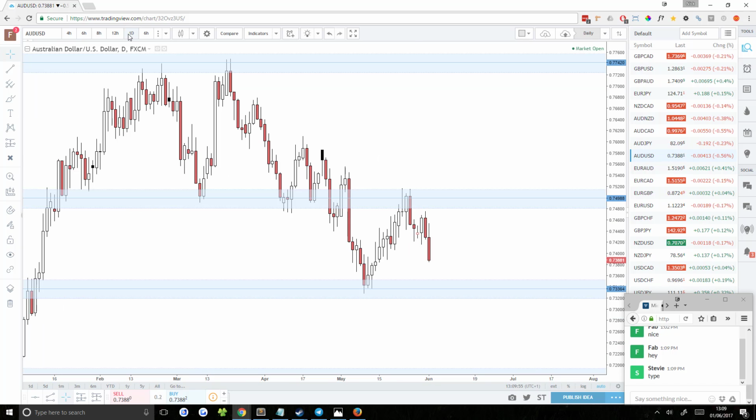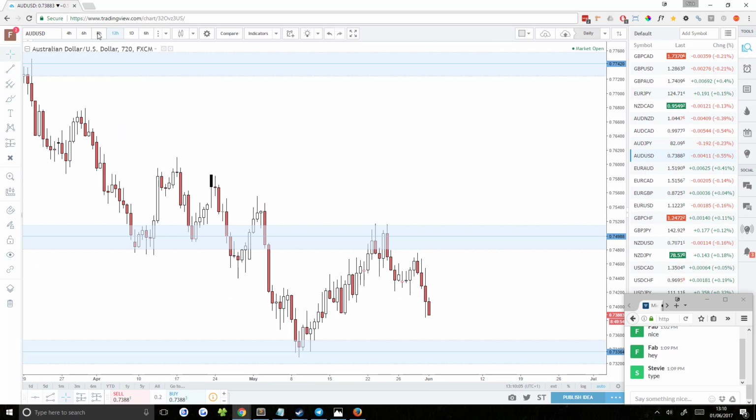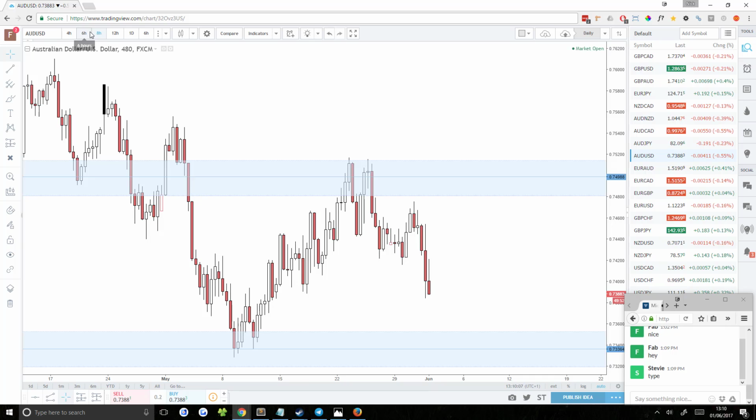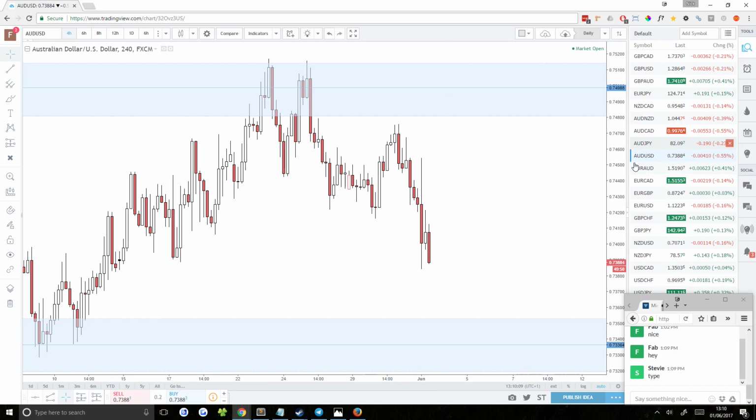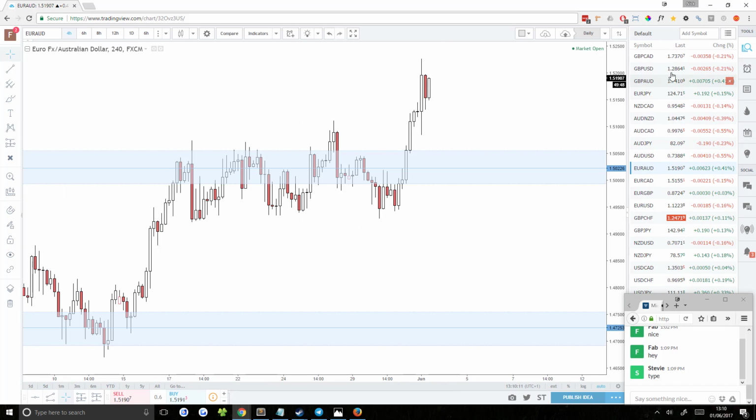All right, so AUDUSD is just in between support and resistance. It's pushing down quite heavily, but it's in between support and resistance. We can't do much there.